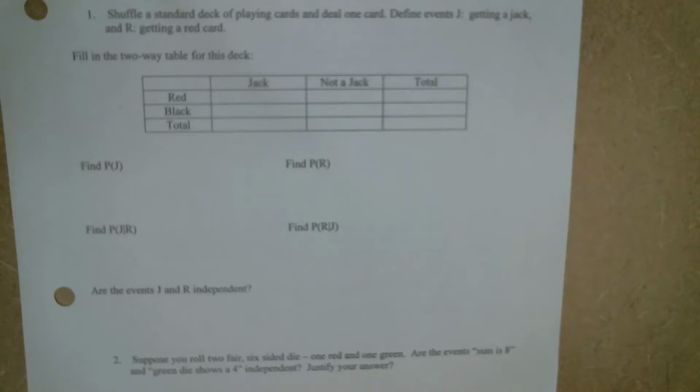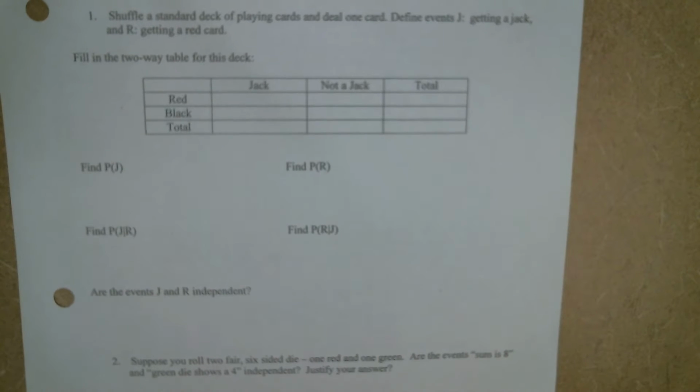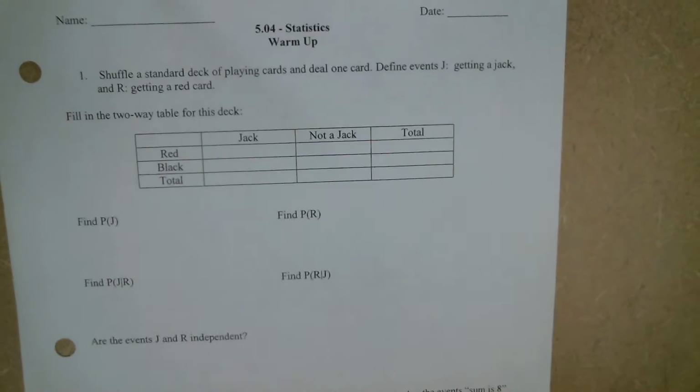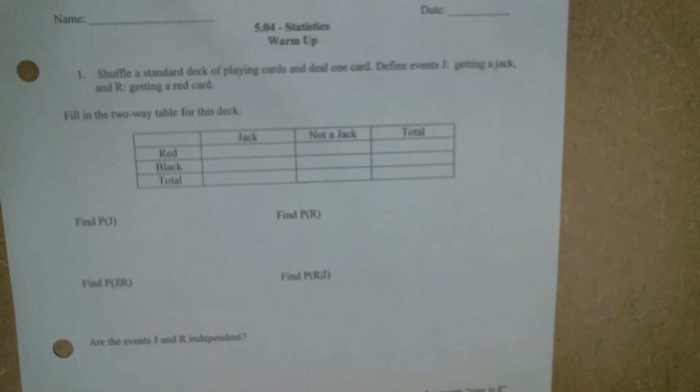All right, let's take a look at this warm up here. Shuffle a standard deck of playing cards and deal one card. Define event J as getting a jack and event R as getting a red card. Fill in the two-way table for this deck.